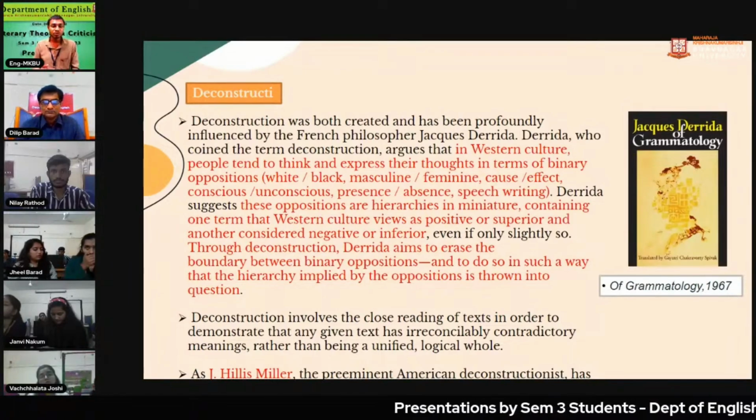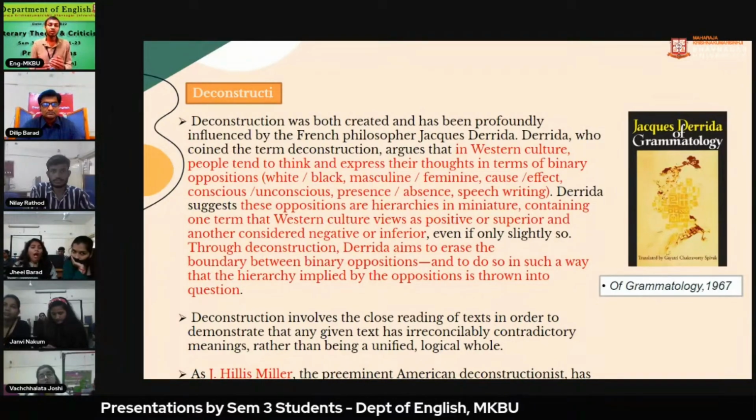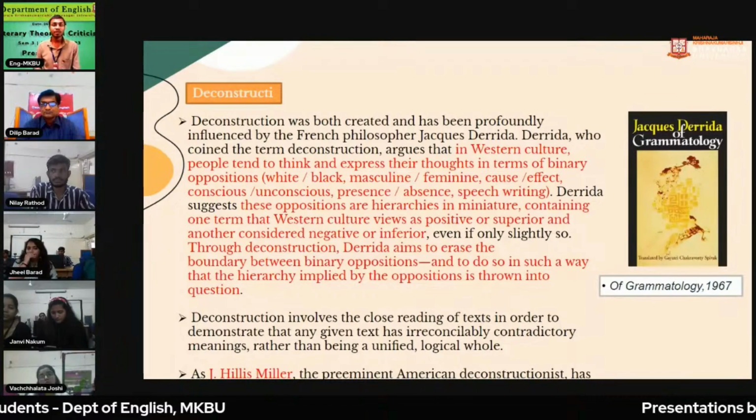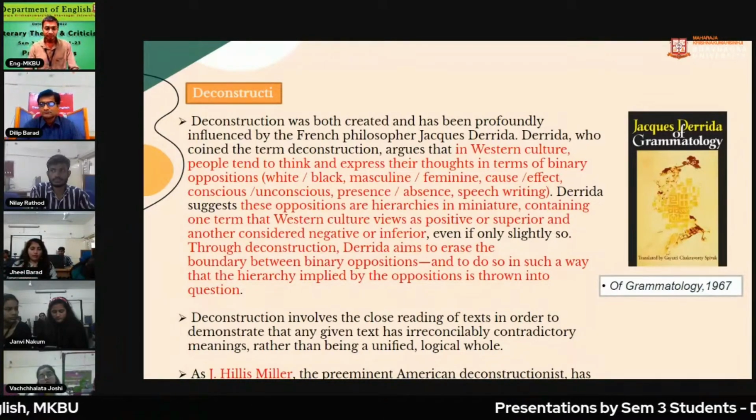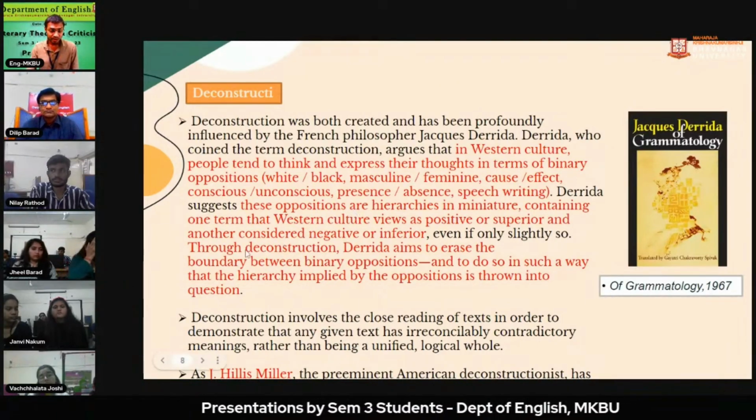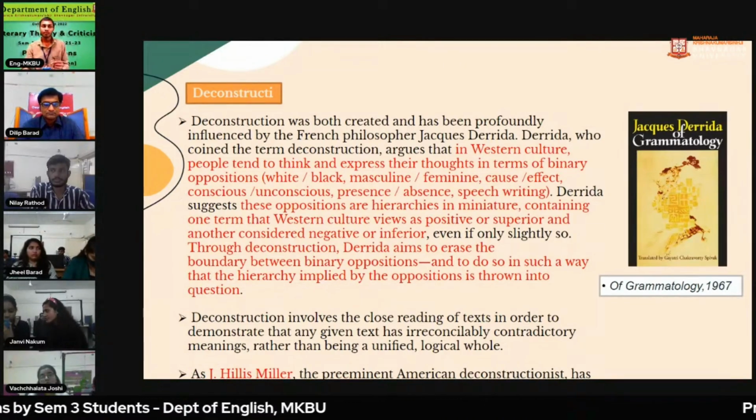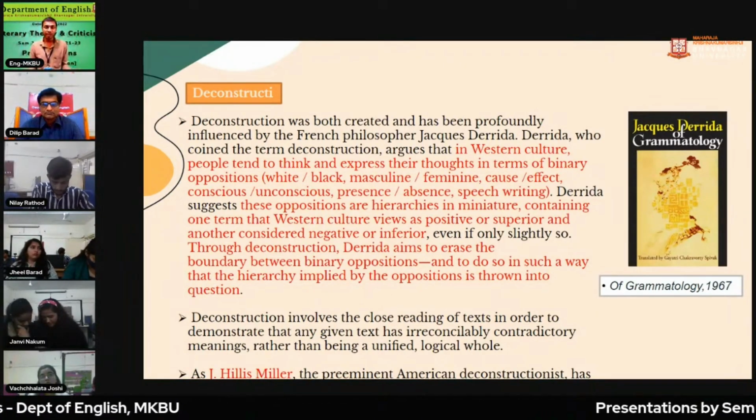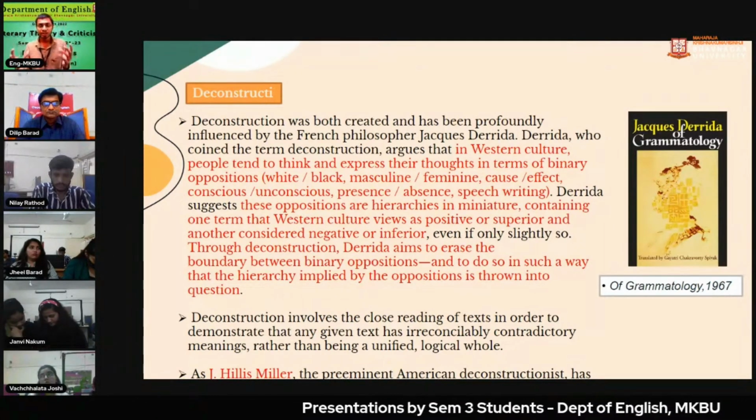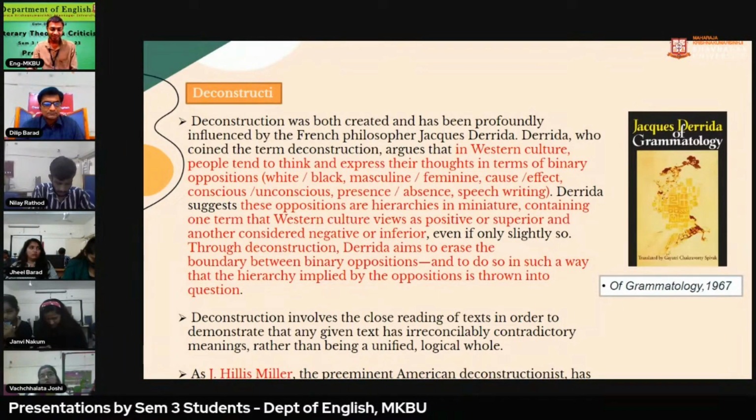When you come to cultural criticism, you will find in this hierarchy that femininity is being overpowered by masculinity, which is why in the majority of this world we have a patriarchal society. That is why this term, hierarchy in miniature, contains one considered negative or inferior. So there is the concept of superiority and inferiority. It is not that the binary goes in a line, but the two overlap each other. So it creates a master-slave kind of relationship, even if only slightly so. Slightly is also there. Okay.